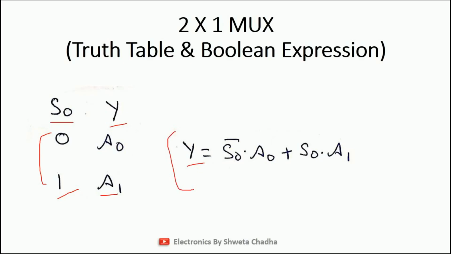Now, how to write down the Boolean expression? This is very easy with the help of the truth table we have. I'm going to use the SOP method, that is sum of product method. So S0 being 0 means S0 bar dot A0, plus S0. Why S0? Because its value is 1. S0 dot A1. So this is the Boolean expression for 2 cross 1 multiplexer.